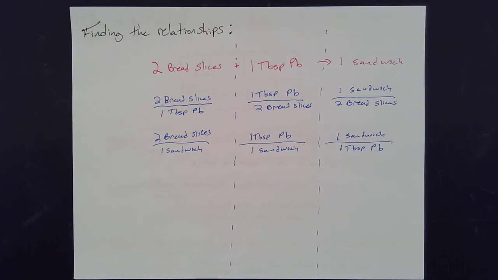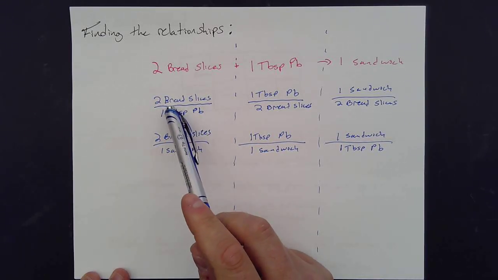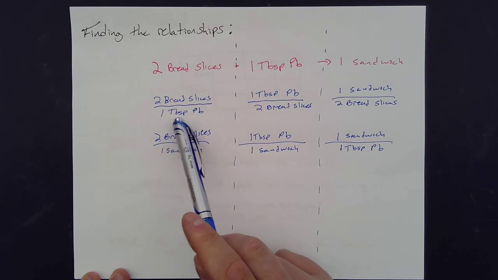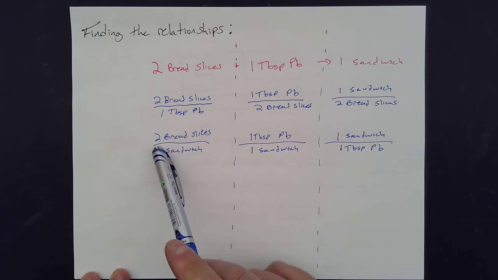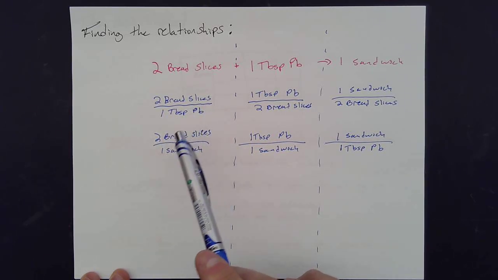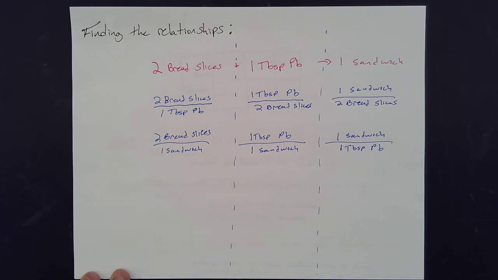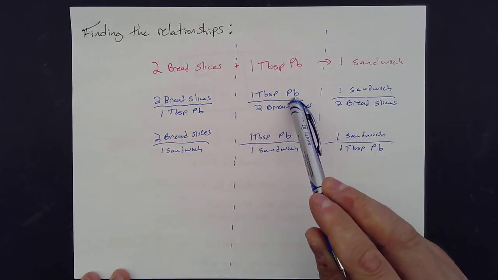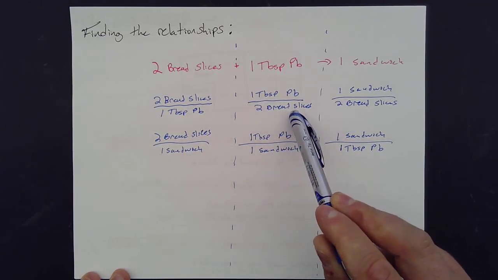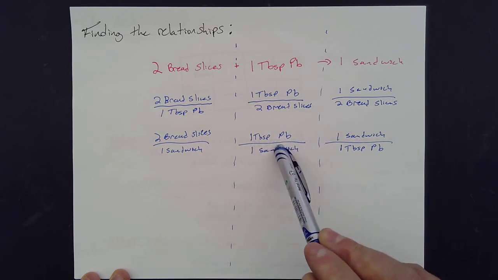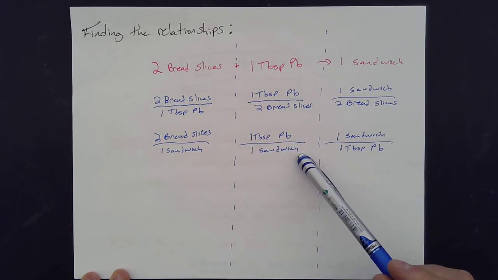So, how do we find these relationships? Well, we look at the equation. How does each one of these things relate to each other? If I have 2 bread slices, I need 1 tablespoon of peanut butter. If I have 2 bread slices, I can make 1 sandwich. If I have 1 tablespoon of peanut butter, I need 2 bread slices. If I have 1 tablespoon of peanut butter, I can make 1 sandwich.